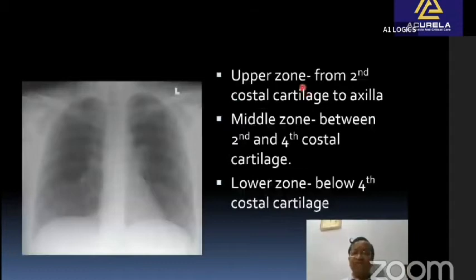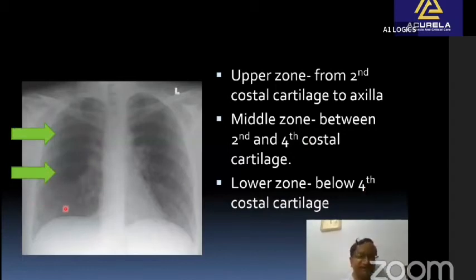Now, what I call the upper zone is not equal to the upper lobe. The upper zone is from the second costal cartilage to the apex. The middle zone is second to fourth, and the lower zone is below the fourth. Now you can see here. This is the upper zone, this is the middle zone, and this is the lower zone.